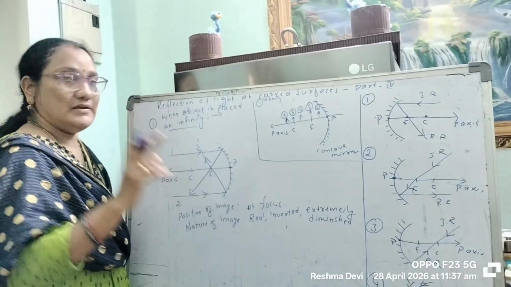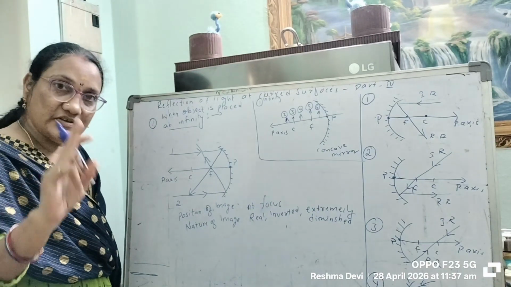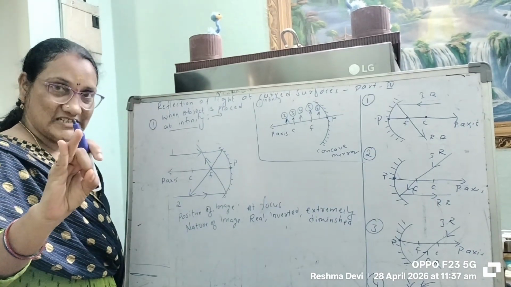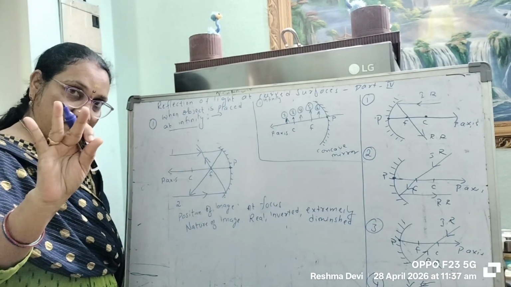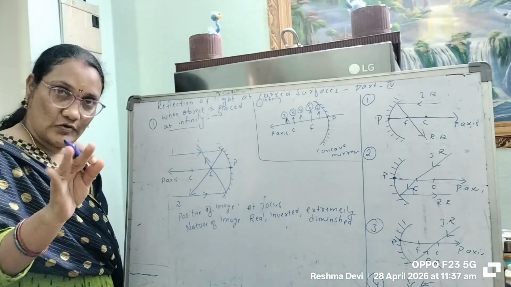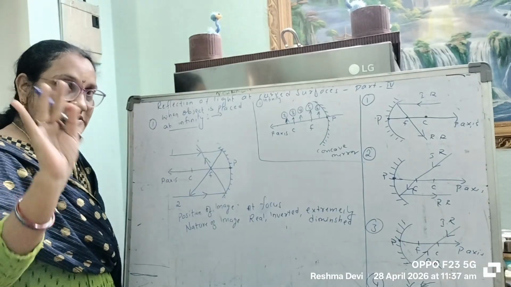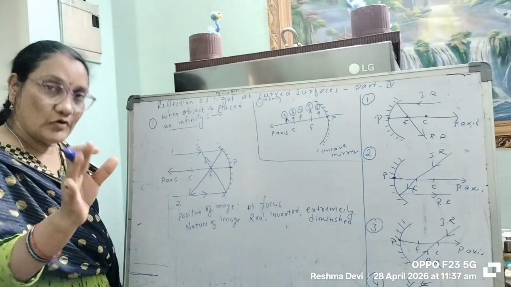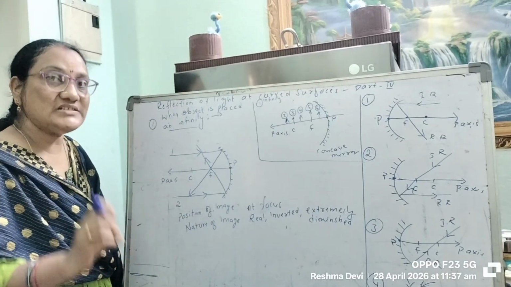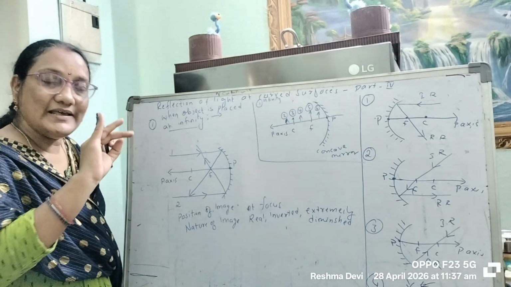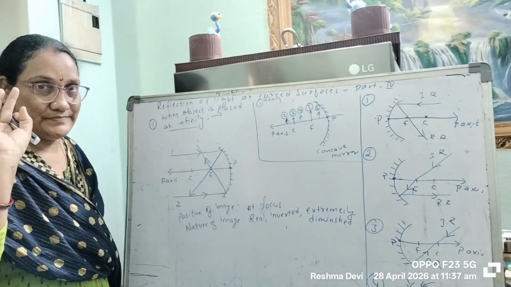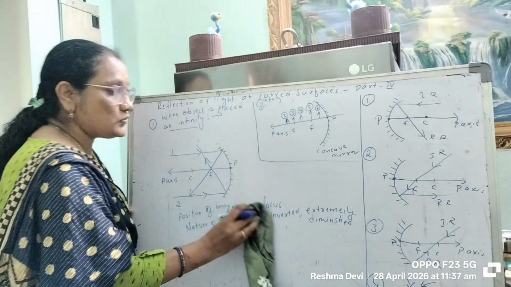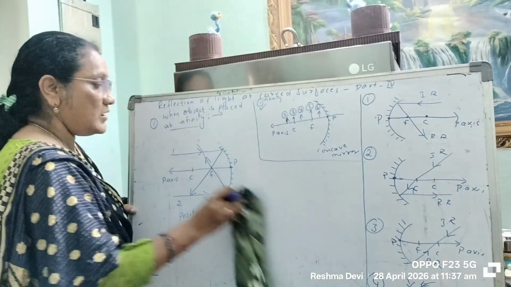Okay, this is the first position. What is the first position? At infinity. Rays come parallel to the principal axis. After reflection, they pass through the focus. The image forms at focus, and the nature of the image is real, inverted, extremely diminished. Position 1 completed. Now let us move to position 2.